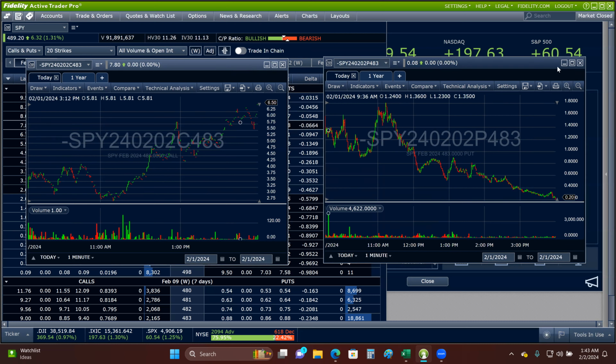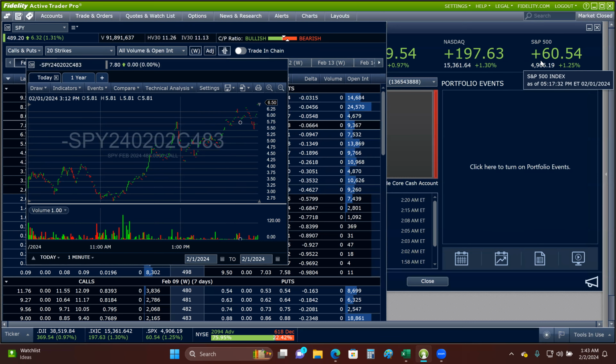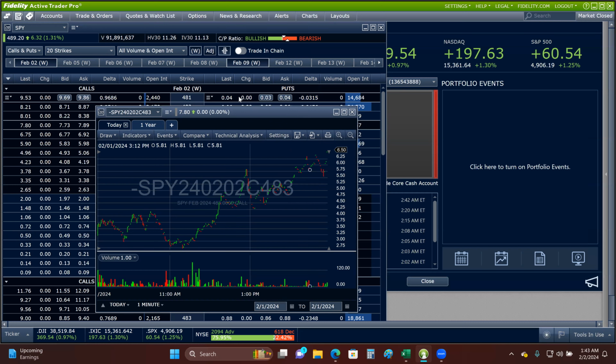But just for the sake of this example, since the day is green and it was up 60 points here on the S&P 500, I'll choose an at the money strike price. In this case, yesterday was Thursday, February 1st. I'm going to be using the February 2nd chart because that's what I would have been trading.